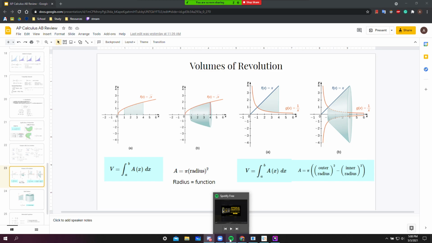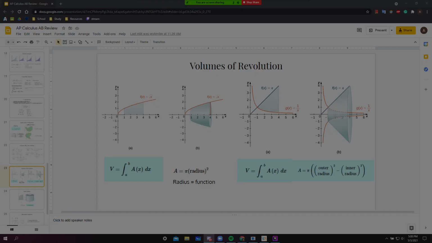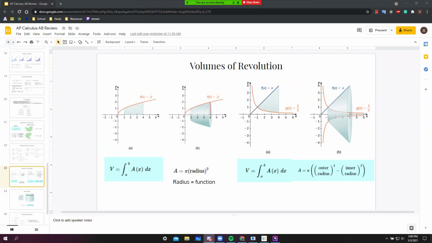Wait, what are the questions? I made a whole separate thing for them. Here, hold on. It's in the review section. There are limits, derivatives, and integrals, under all the text channels. Okay, I see them now. Okay.